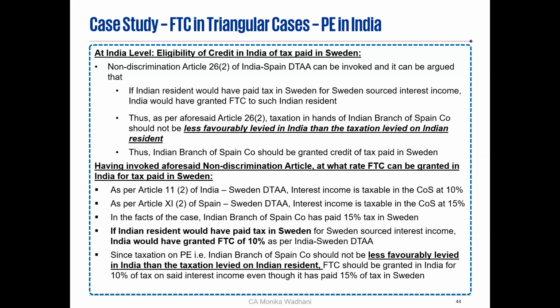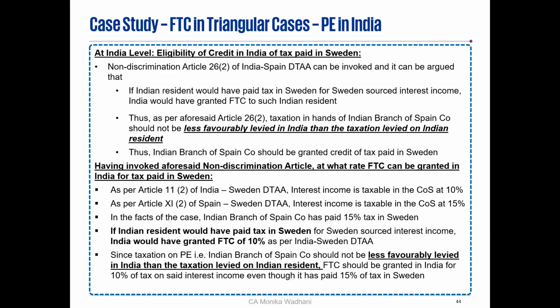So this supports the contention, and going by this, SSC can take an argument that the Indian PE should not be less favorably treated on the taxation front as compared to an Indian resident, and therefore it should be granted credit of the taxes which it has paid in Sweden on the interest income. Now the question is, if credit has to be given, credit will be given under which treaty and at what rate?